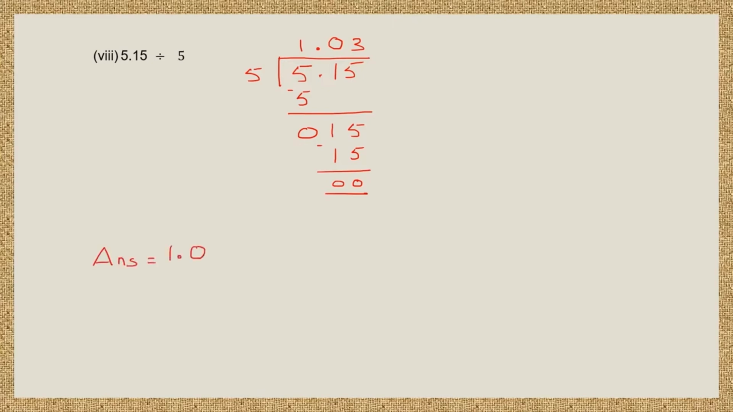Question 8. 5.15 divided by 5. So let's do that. 5 ones are 5 minus 0. Carry the point up. Bring down the next digit. 1 is smaller than 5. So I'm going to put a 0 there and bring down the next number along with it. Now my number is 15. 5 threes are 15 minus. So my answer to this question is 1.03.